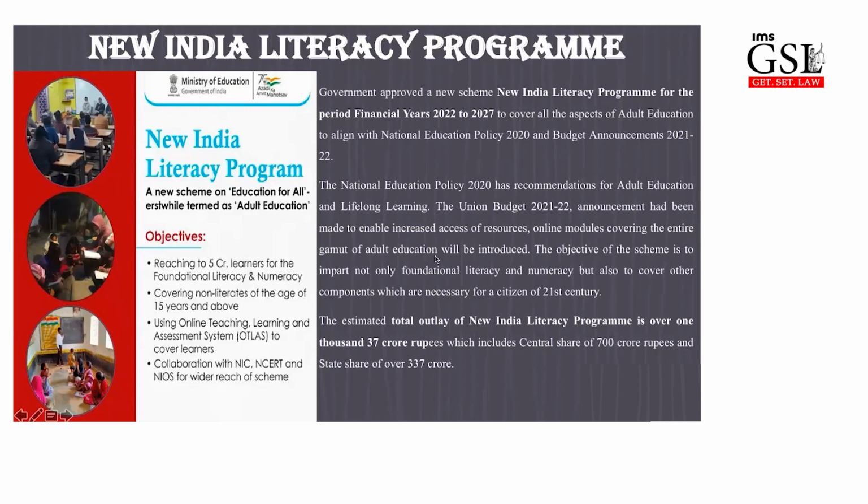Online modules covering the entire gamut of adult education will be introduced. The objective of the scheme is to impart not only foundational literacy and numeracy, but also to cover other components which are necessary for citizens of the 21st century. The estimated total outlay of the New India Literacy Program is over 1,037 crore rupees, which involves central share of 700 crore rupees and state share of 337 crores. Okay, so take a picture of this and let's move to the next slide.